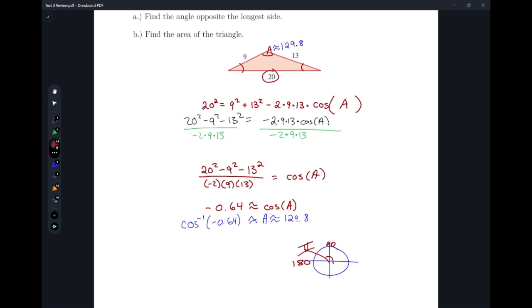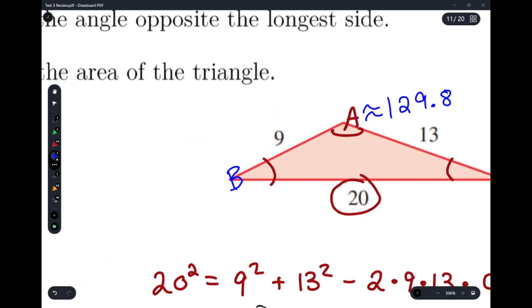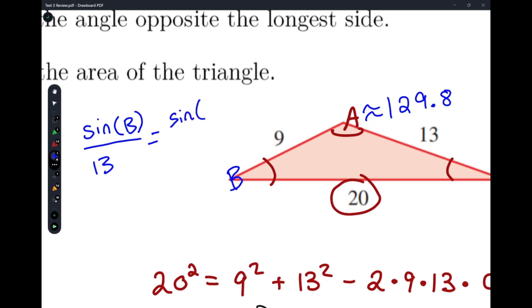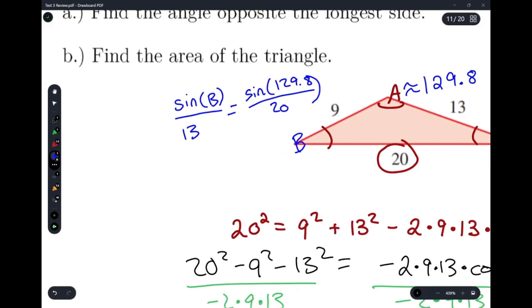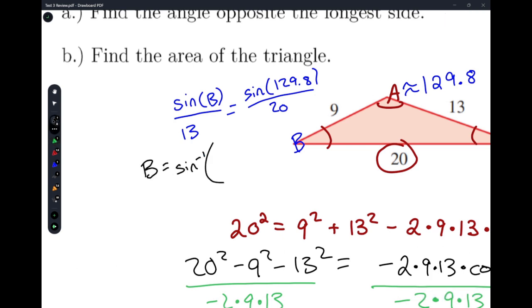Go. Try to find the other two angles. But you can't beat me. Bet you can't beat me to find B. You might beat me. I'm going slow.